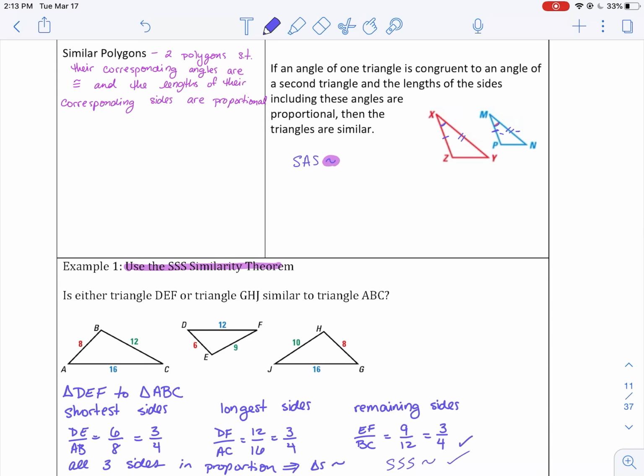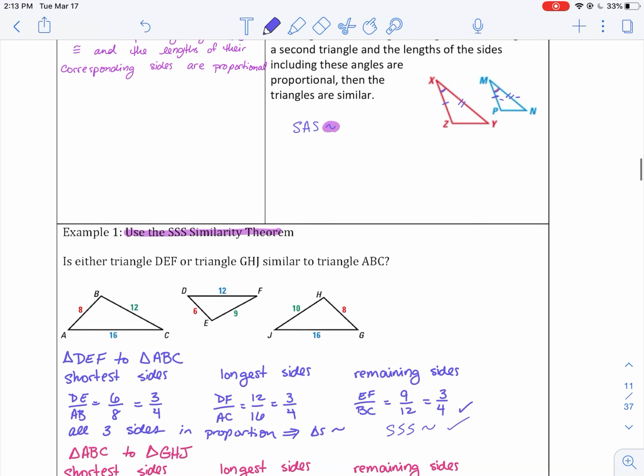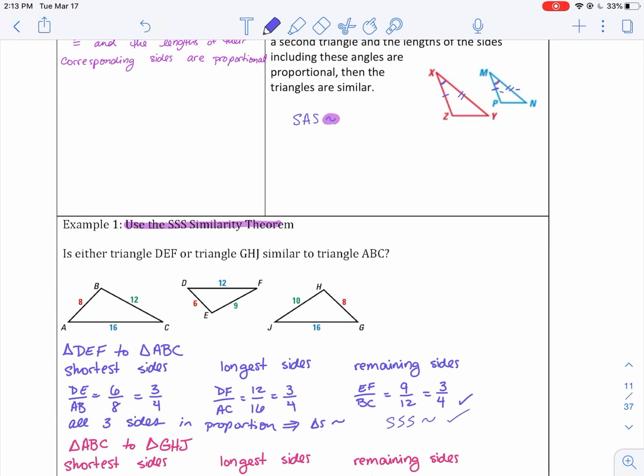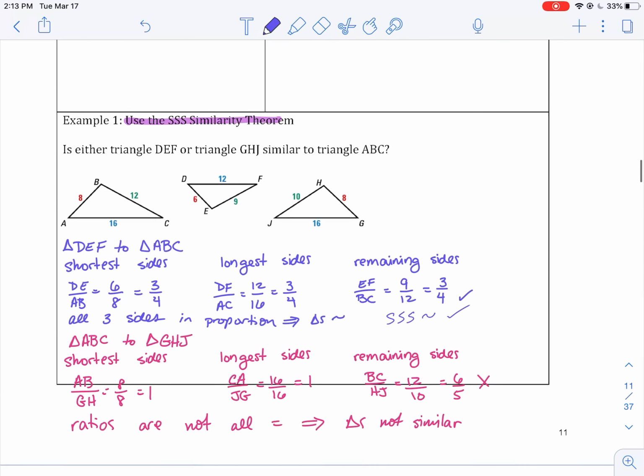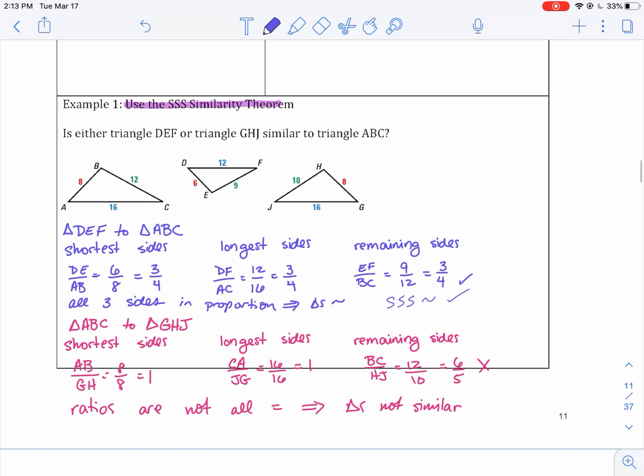Now, if we look at our second setup, triangle ABC to triangle GHJ, again, we're going to set it up: shortest pairs of sides, longest pairs of sides, and remaining sides, so the ones in the middle. That's how we want to pair it up. Go ahead, set these up right now, pause the video, and then you can come back and check. Great. If we look at this one, we got 1, 1, and then 6 over 5. Because they're not all equal, even if two of them are, then we know that the triangles are not going to be similar.